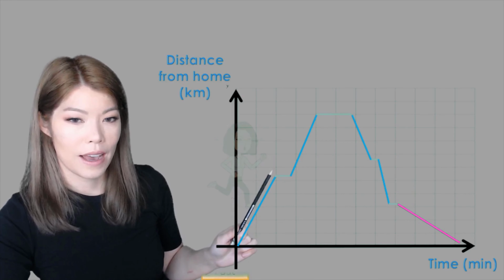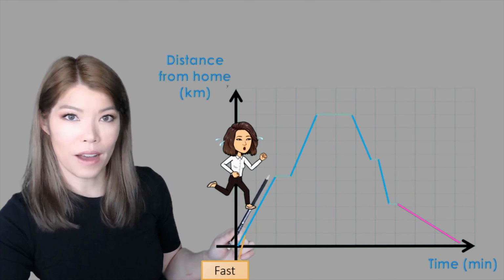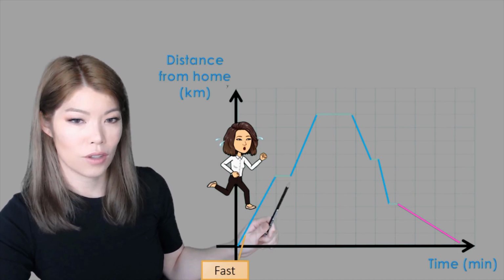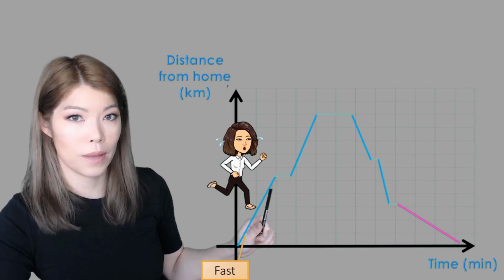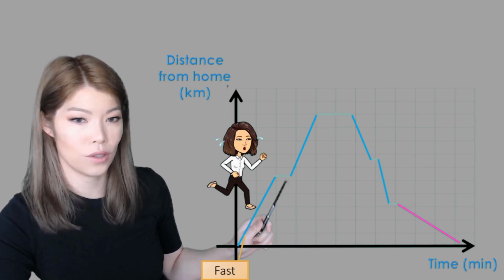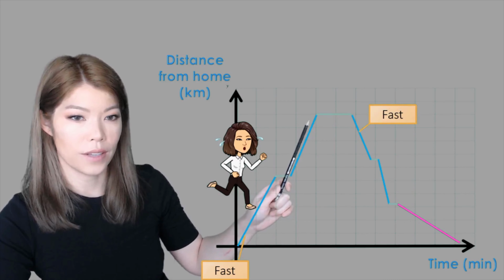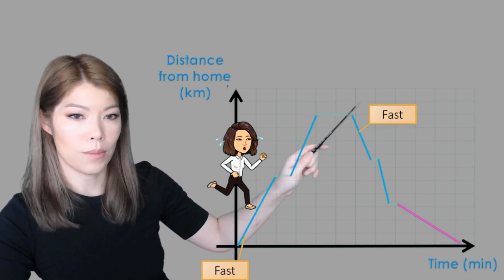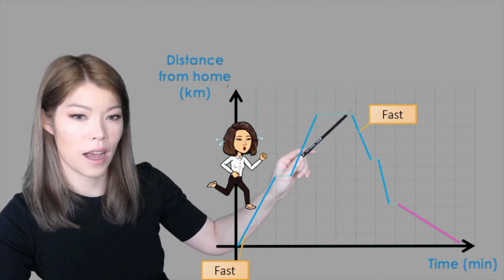So here we have somebody going for a jog pretty fast. And then they stop in this section here. Maybe they saw a friend or they had to tie the shoelace. And then they go back jogging. Now they stop to take a break. And then they're coming home now.